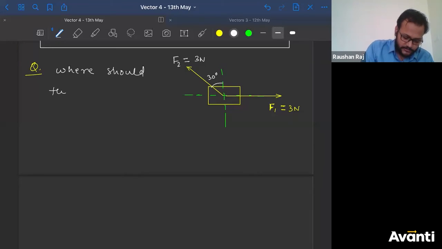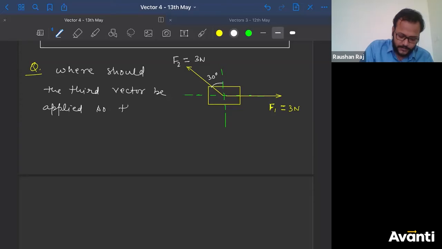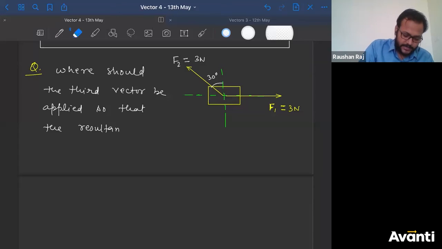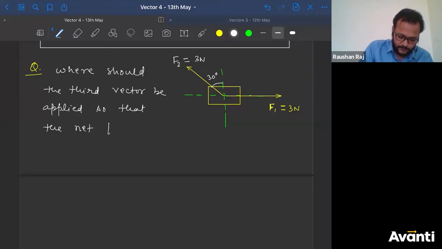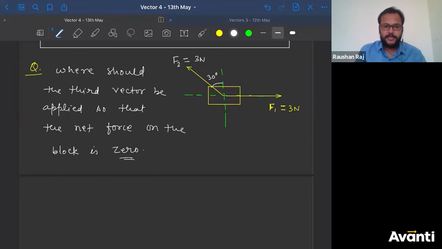where should the third vector be applied so that the net force on the block is 0? ठीक है? क्या क्वेश्चन है, समझ में आया? क्वेश्चन इज, where should the third vector be applied so that the net force on the block is 0? चलो, you have to find the direction also, you have to find the magnitude also.